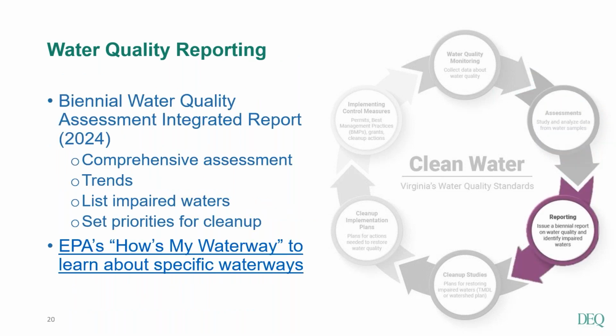And now we'll move on to water quality reporting. So every 2 years, the water quality information is compiled into our 305(b)/303(d) Water Quality Assessment Integrated Report. It satisfies the requirements in the Clean Water Act and the Virginia Water Quality Monitoring Information and Restoration Act. The most recently published one has been printed in draft form for 2024. And this report provides a comprehensive assessment of water quality conditions and trends across the state and lists and prioritizes impaired waters to focus on cleanup efforts.